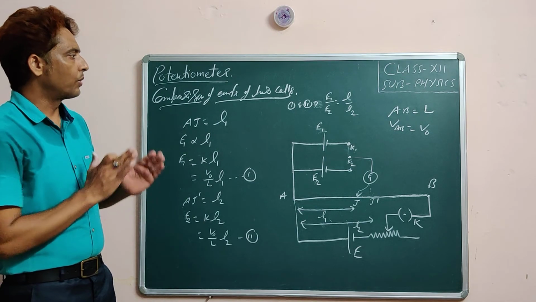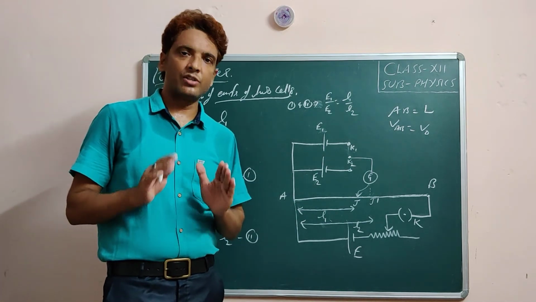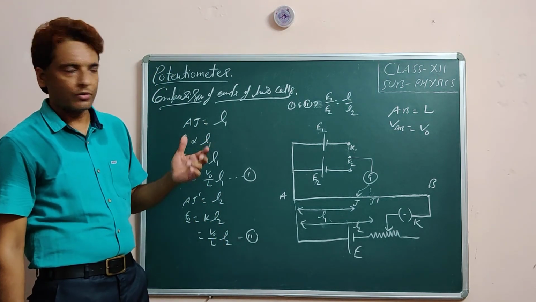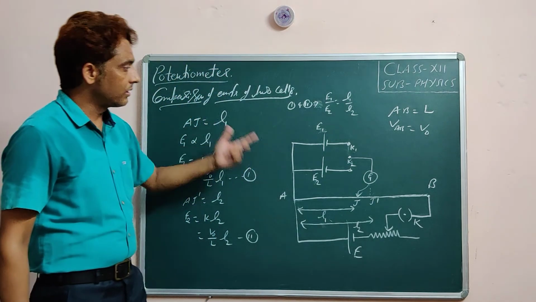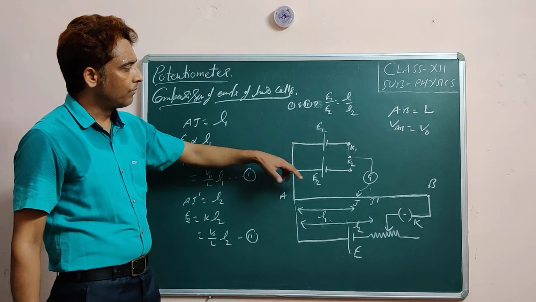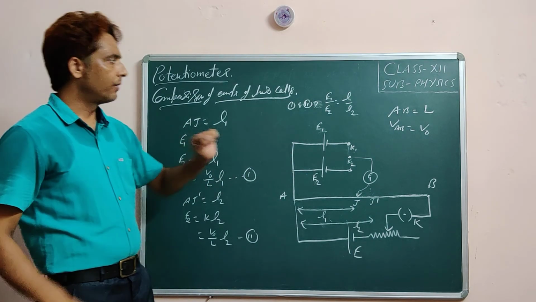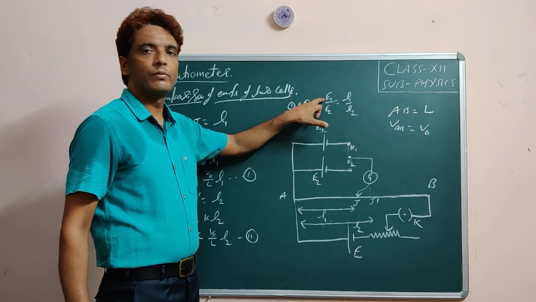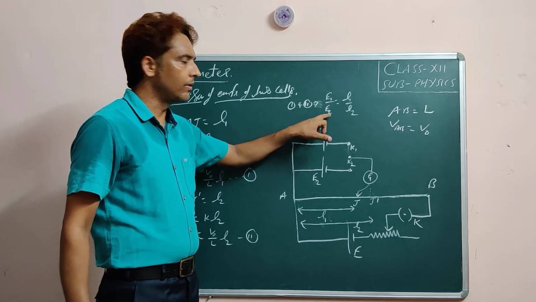So this is how a potentiometer is used for measurement of potential difference between two points, measurement of EMF, or comparison of EMF. Here we can also measure E1 or E2 if one of the two is a standard cell, meaning whose EMF is known. If we know the EMF E2, then we can find the value of E1. Similarly, if E1 is known, then we can find the value of E2.